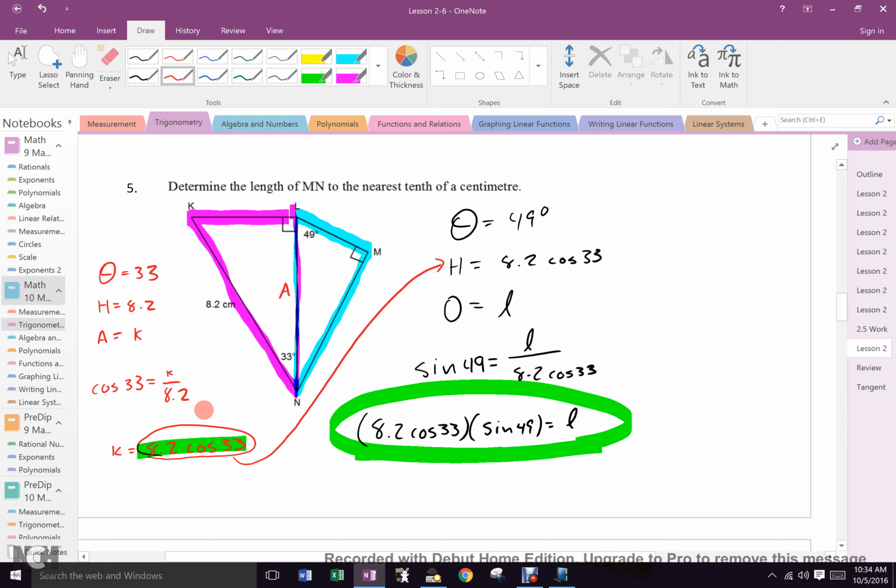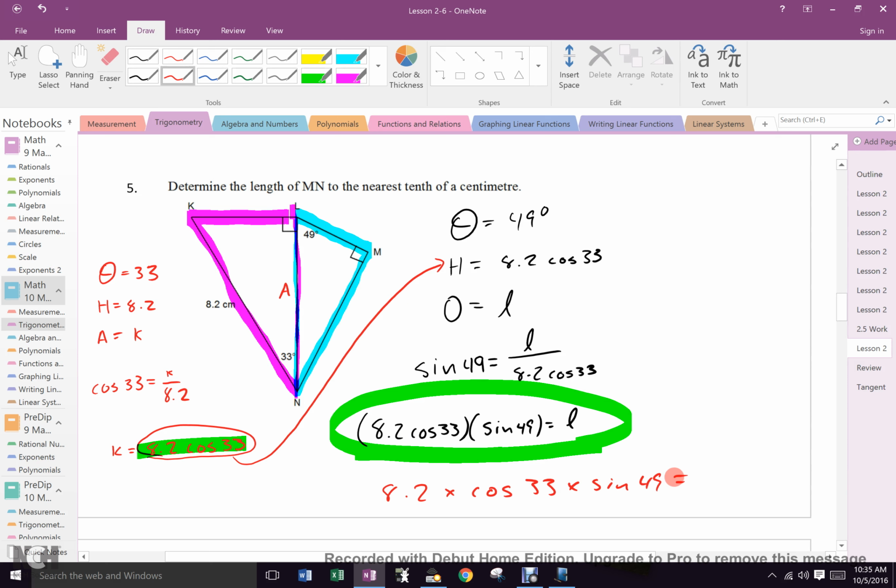Just like you didn't like doing the first unit, leaving pi as pi, did you? You all needed a number there. It's got to be a number. I can't say 100 pi. It has to be 314.16, Mr. Myers. Well, it can be 100 pi. And this can be 8.2 cos 33. Now to do that on your calculator, what are you going to punch in? 8.2 times cos 33 times sine 49 equals. And you're going to get the right answer.